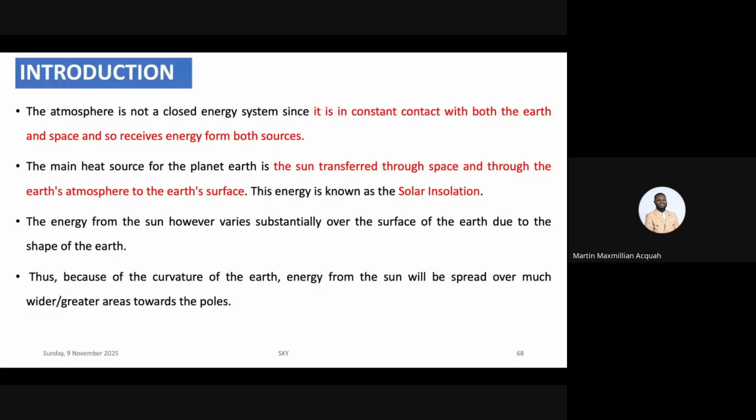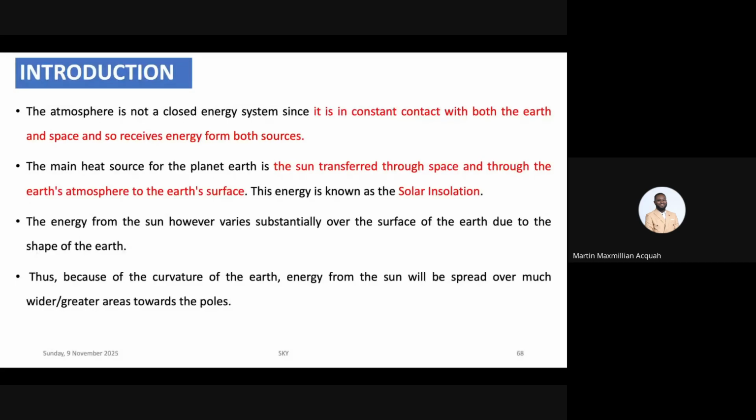That energy is called the solar insolation. The energy from the sun, however, varies substantially over the surface of the earth due to the shape of the earth. Because of the curvature of the earth, energy from the sun will be spread over a much greater area towards the pole.